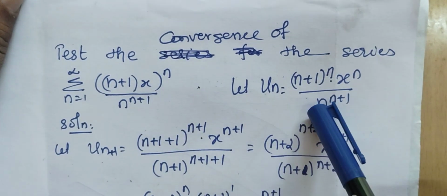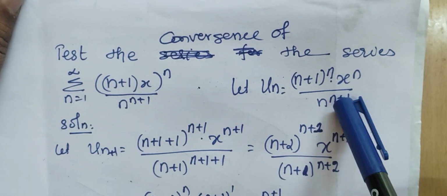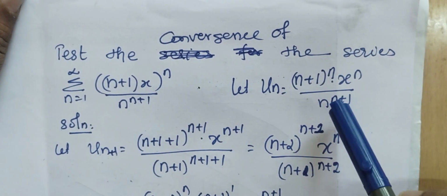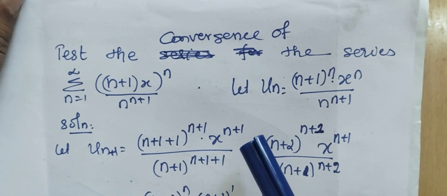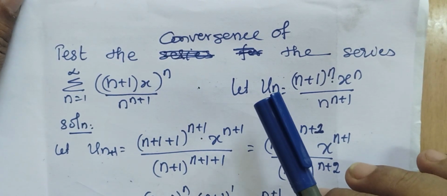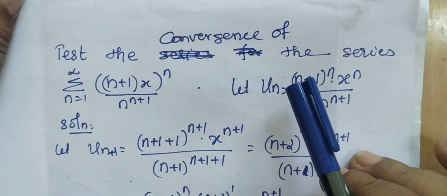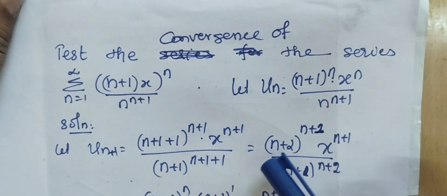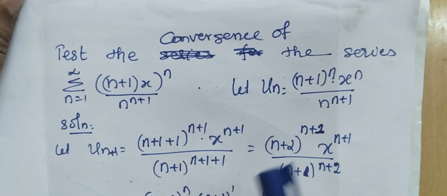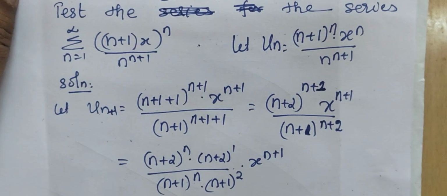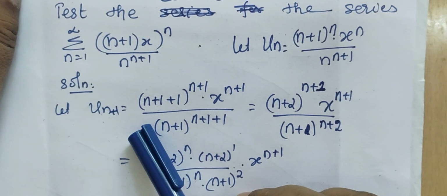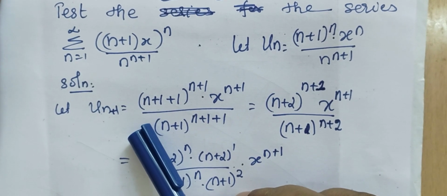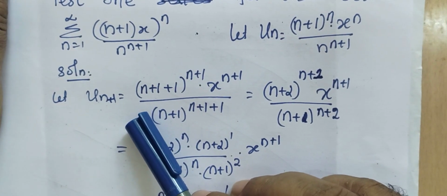So we use the ratio test. That means if the series contains factorial, a raised to n, x raised to n, etc., if it contains any one of these terms, we can use the ratio test. So for the ratio test we need u_(n+1). How will you find u_(n+1)?